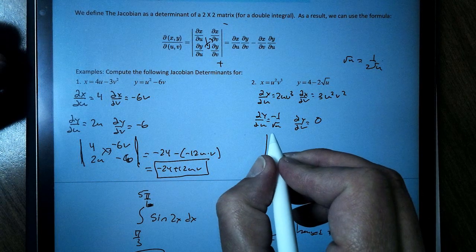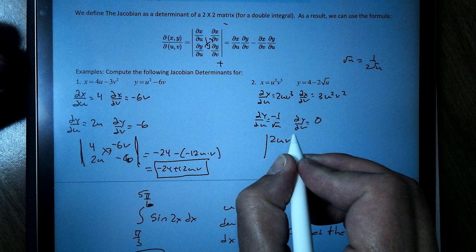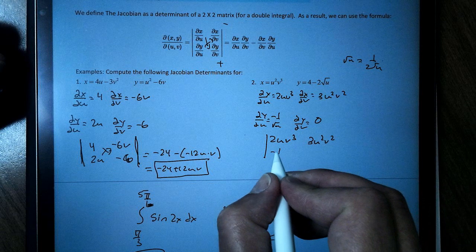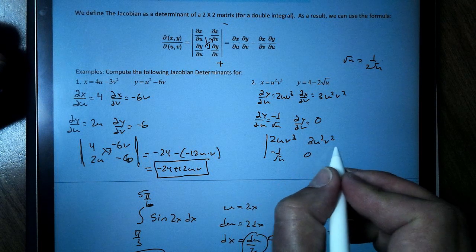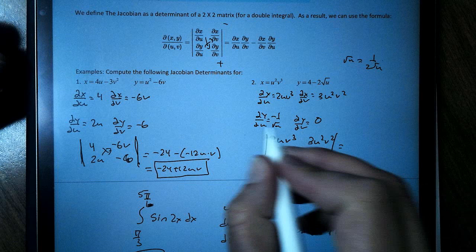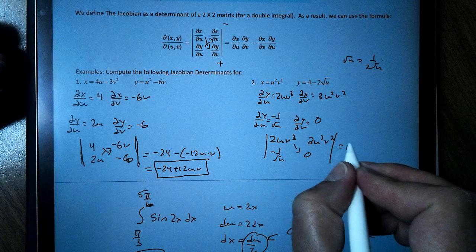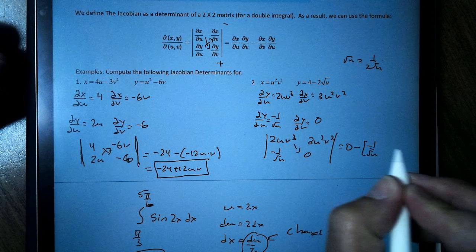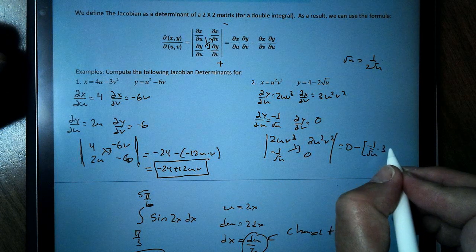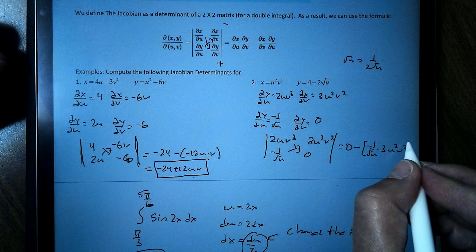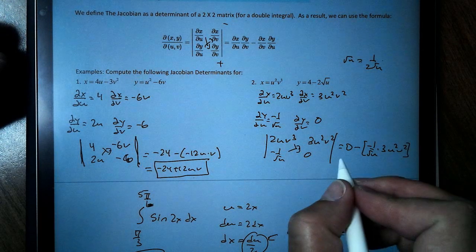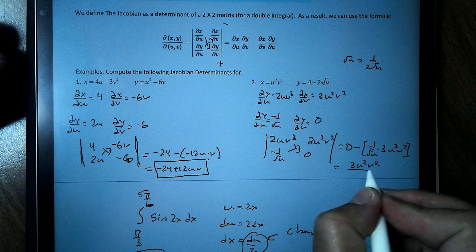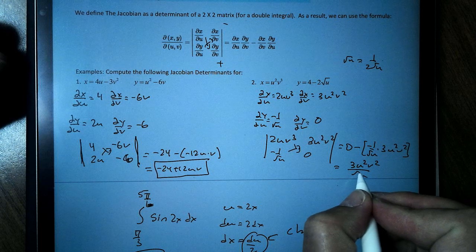All right, so here we got 2u v cubed, 3u squared v squared, negative 1 over root u, and 0. And it's not too bad to do. Don't forget your little bars there. This becomes 0 minus, all right, this isn't going to be pretty, negative 1 over root u times 3u squared v squared. And if you simplify that, that just becomes 3u squared v squared over root u.